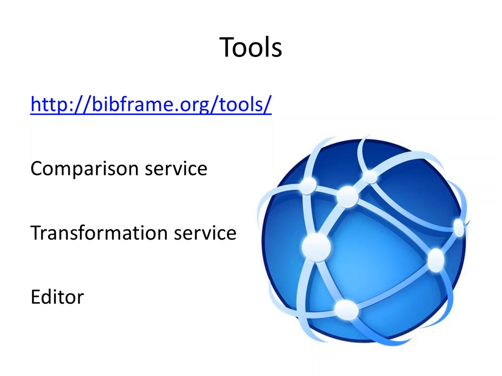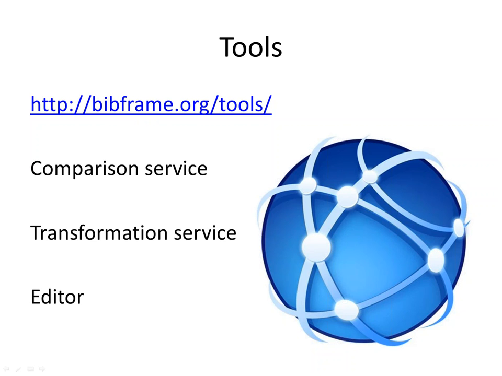The transformation service is where you can do that transformation with your own local data. You can upload a batch of MARC records, and you can get it transformed into BibFrame records or data. And then they also have an editor where you can start from scratch and build a BibFrame record.